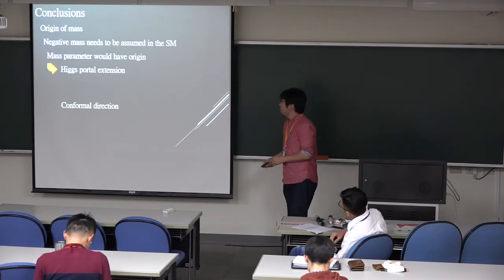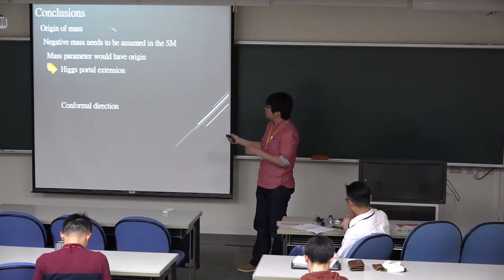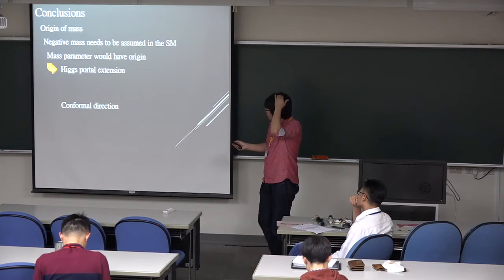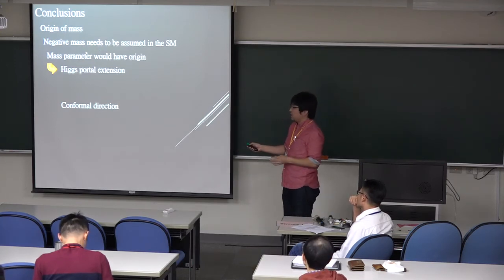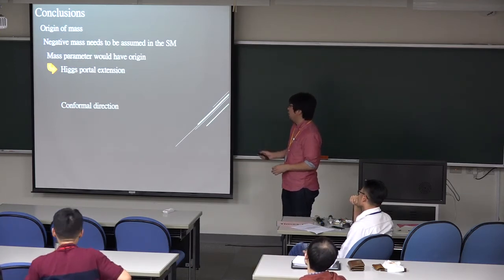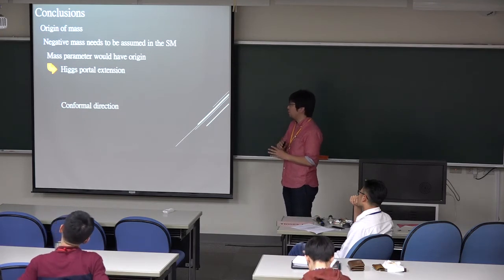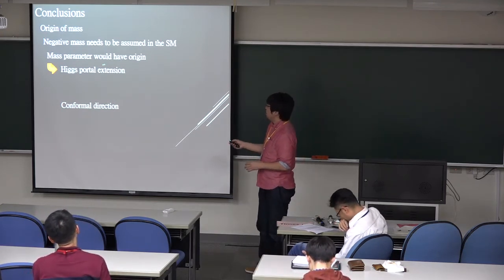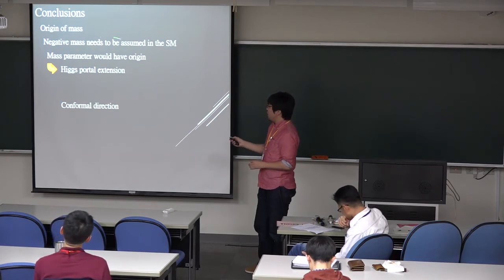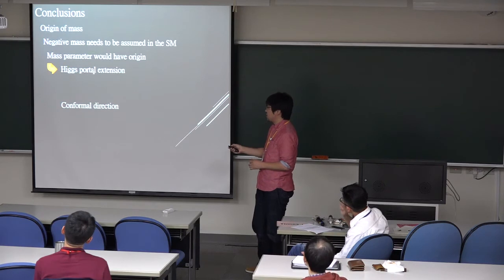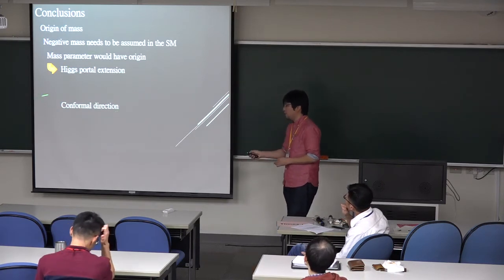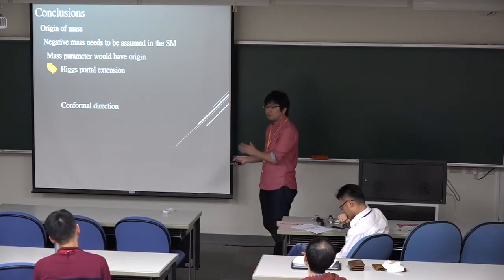Okay, let me conclude. I have explained the origin of mass, which can be realized given the existence of the negative mass term which is assumed in the standard model. And this mass parameter would have some origin thanks to the existence of a Higgs portal extension. And also, we might be seeing along the conformal direction.